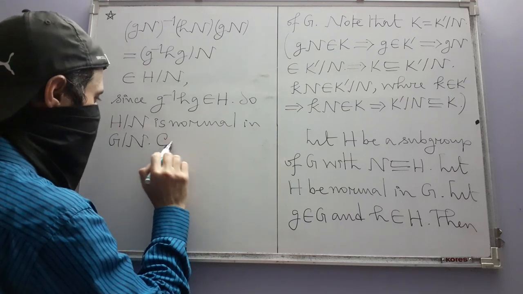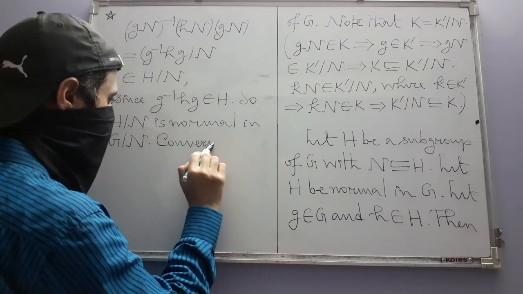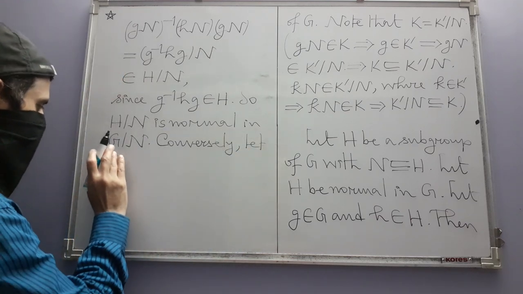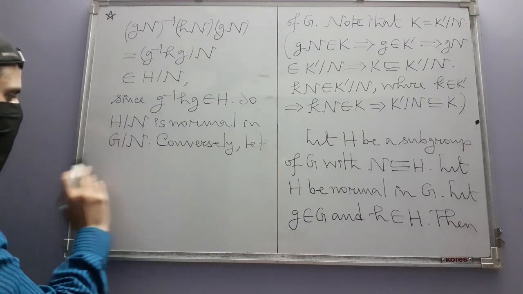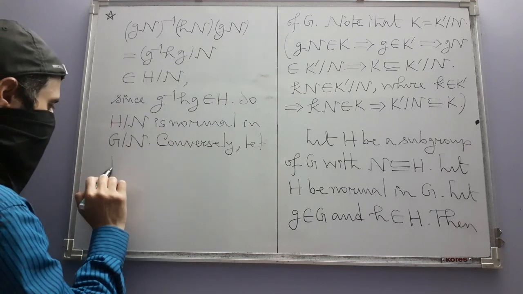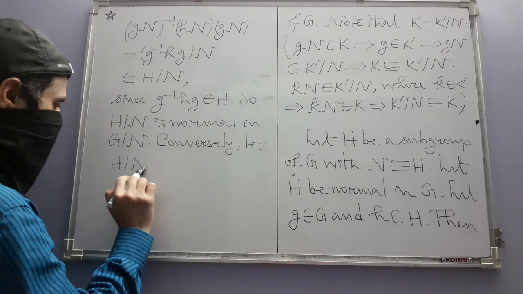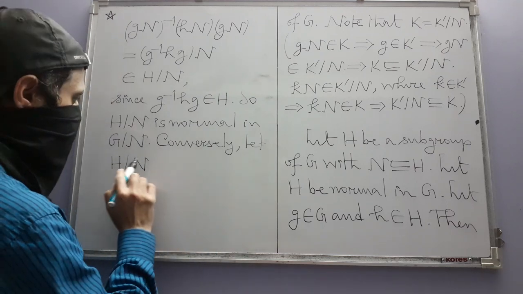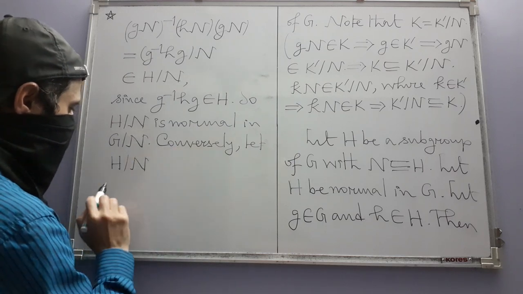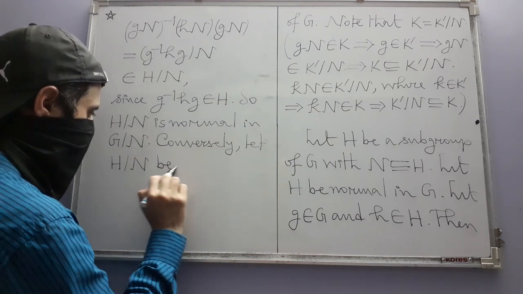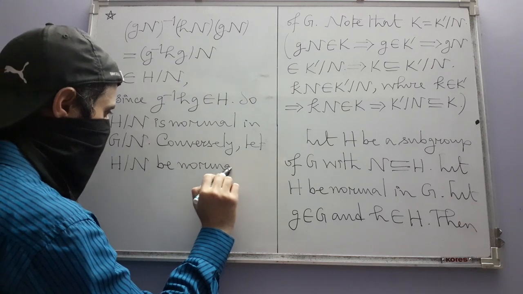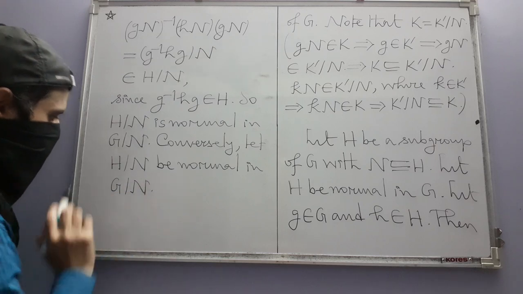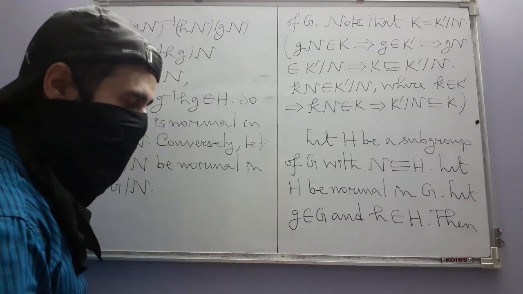Now conversely, let, again I have a tendency to write G more than H. Immediately whenever a group comes I will just simply write G. It's a bad habit. Conversely, let H/N be normal in G/N. Now we need to prove that H is normal in G.